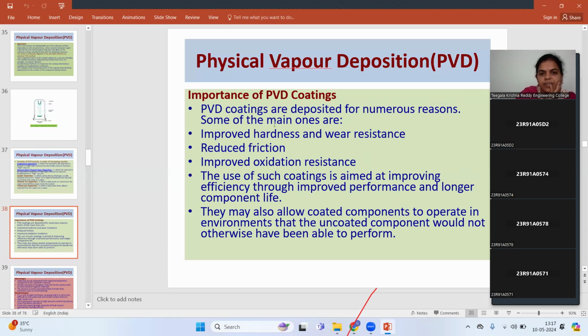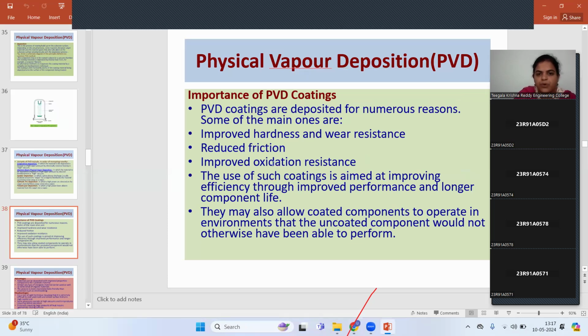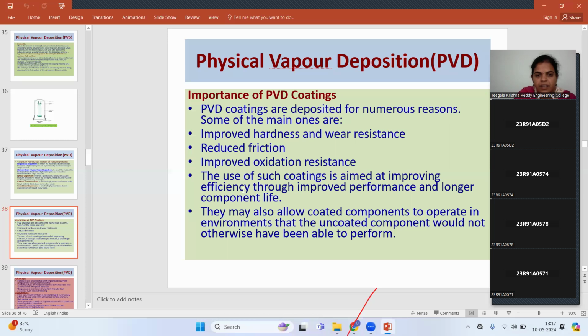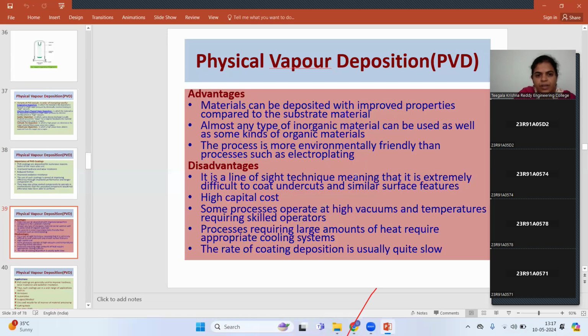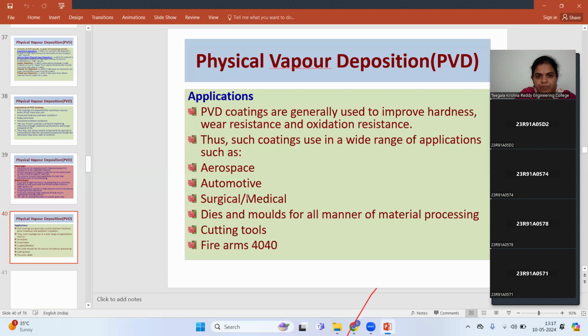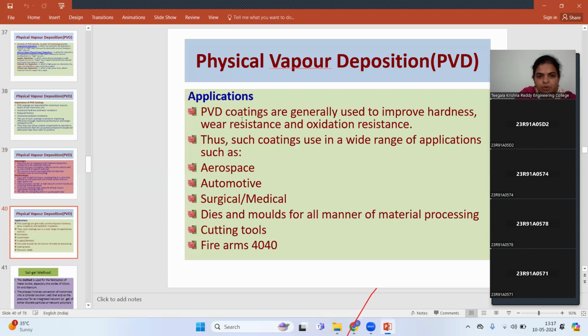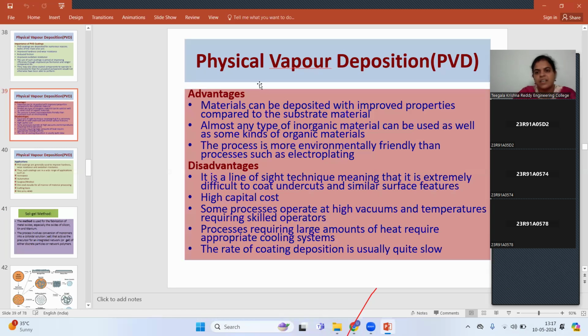And these are the importance of PVD coatings: improved hardness and wear resistance, reduced friction, and improved oxidation resistance. Some of the advantages are that materials can be deposited with improved properties compared to the substrate material, and these are the disadvantages of the PVD method. And these are the applications of PVD. These are used in aerospace, automotive, and surgical or medical processes, and cutting tools, and dies and molds for all manner of material processing. Okay, this is physical vapor deposition.